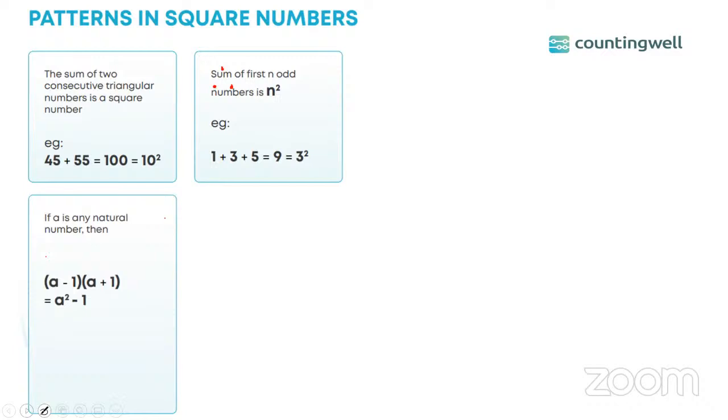Now, if a is any natural number, then (a minus 1) into (a plus 1) is equal to a square minus 1. So if you take a as 2, then 2 minus 1 into 2 plus 1 is equal to 2 square minus 1. So 2 minus 1 into 2 plus 1 gives you 1 into 3. So this is nothing but 2 square minus 1, which is 4 minus 1.